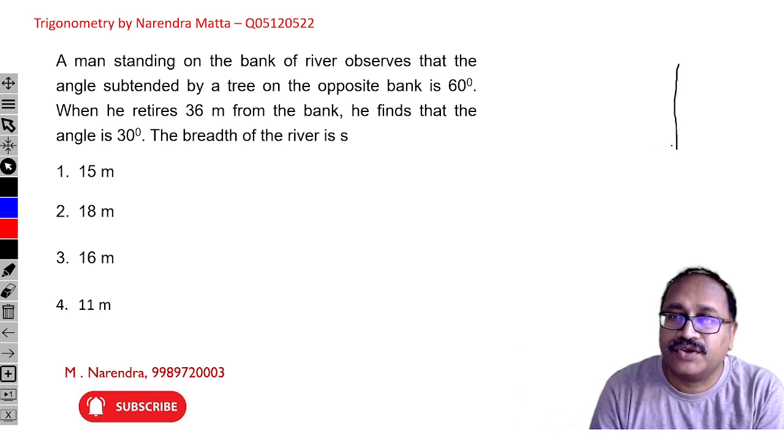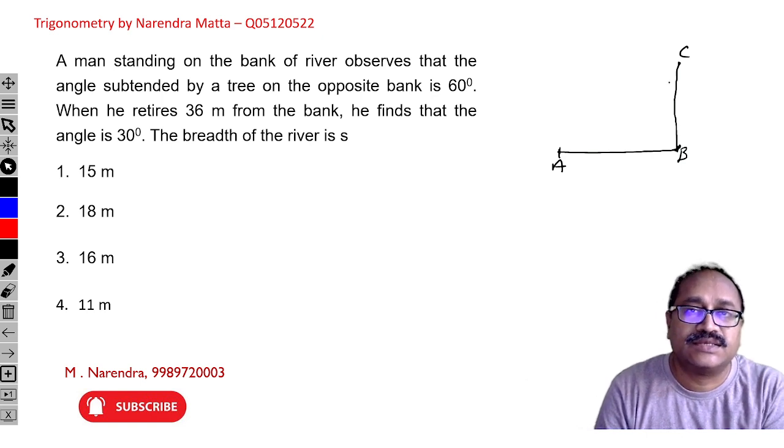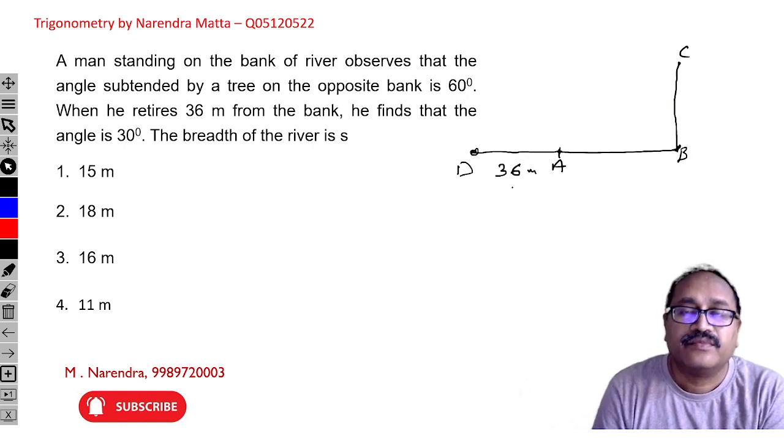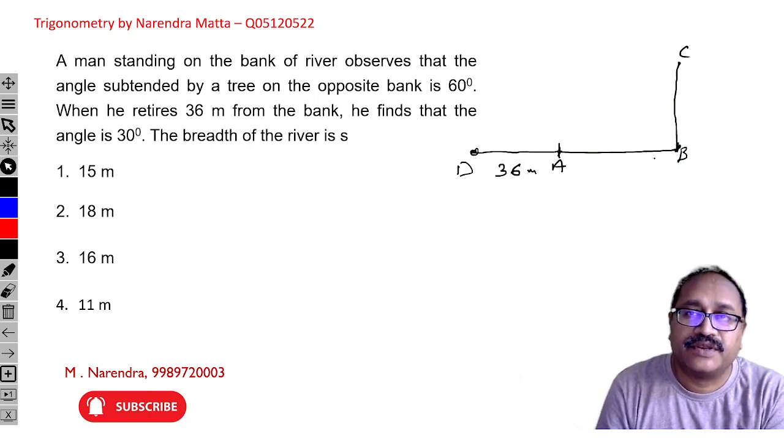We are talking about the breadth of the river. Let's take this breadth of the river, which is A and B. And this is the top of the tree, which I can consider as C. Now, when he retires 36 meters from the bank, so that is from here to here, I will take another point, that is D, and this is 36 meters. And this A and B is the width of the river.